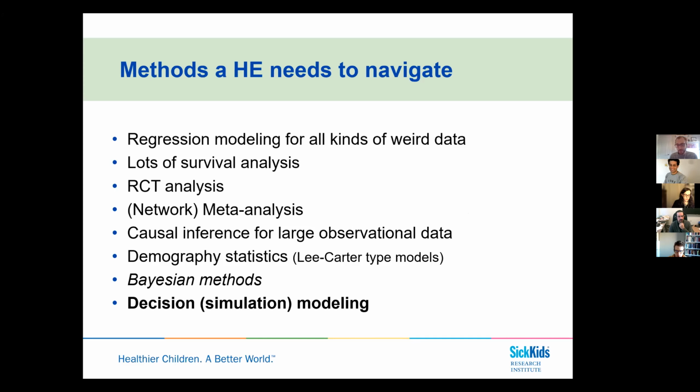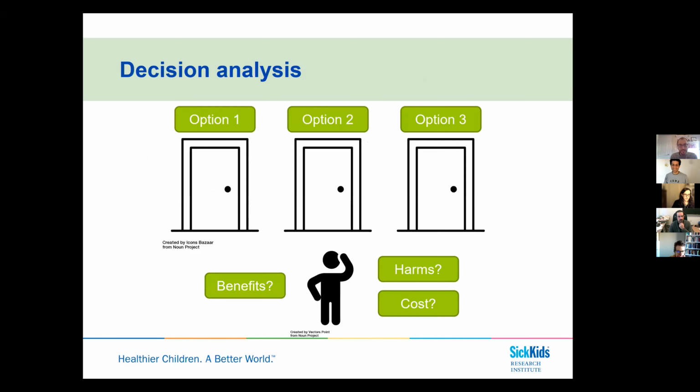There are opportunities. So in the context of decision analysis, we have to balance, as health economists, a number of different options and a number of different outcomes that a policymaker would use to form a decision. So think of a new treatment: you have multiple options and you have to balance the benefits, the harms, and the cost of that treatment. And how would you do that?